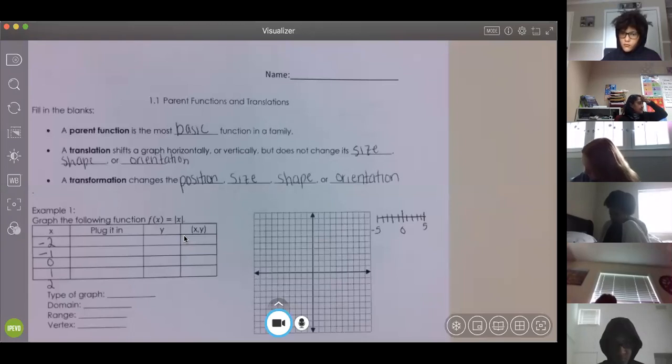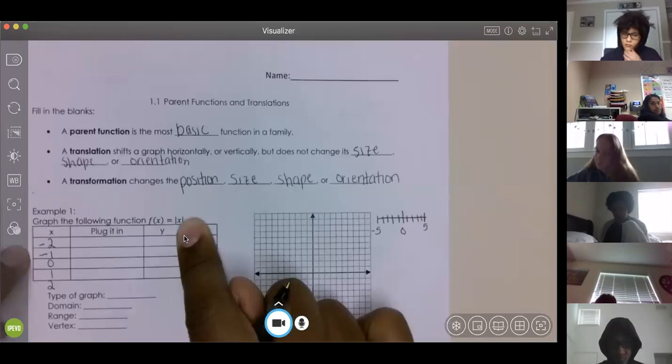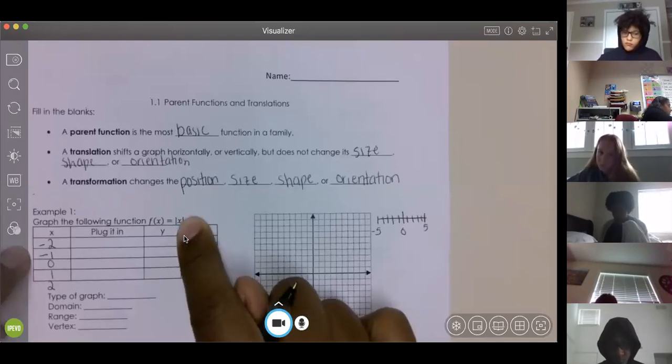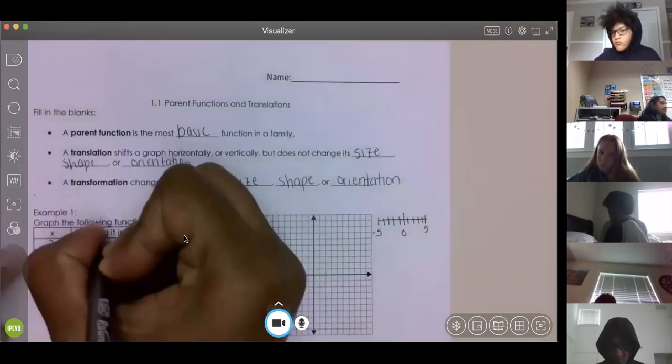So when you fill out a table of values, you're going to take the x value and plug it into the function. So you're going to replace the x with the -2 in this first case.